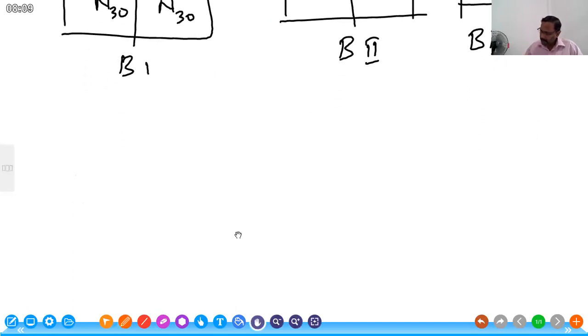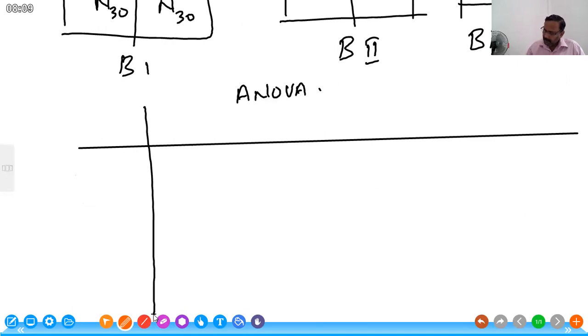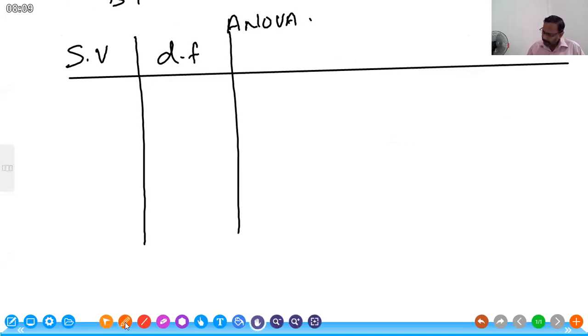Now we will come to the ANOVA table, right? ANOVA table. So all of you know the ANOVA table. The first step is source of variance. I will write it in a very short form: source of variance, degrees of freedom. First, we will fill out all these, then we will go for the next.